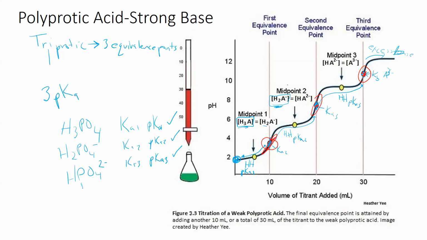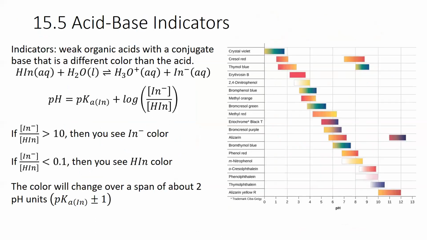And so in order to have a good indicator, we really want the indicator to change color if we're doing a titration during each of these really steep points, okay? We want that indicator to change color in this region, or here. Or if we're looking at the titration of the third proton, looking at it changing color there. And so what that means is we need to have an understanding of what our indicators are, okay?